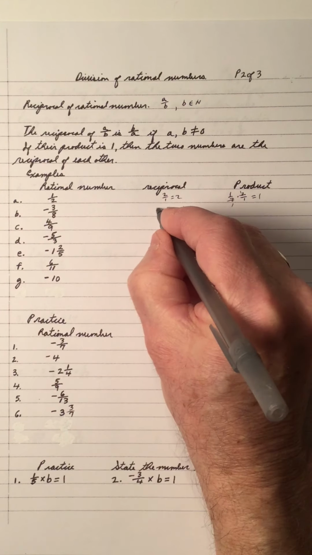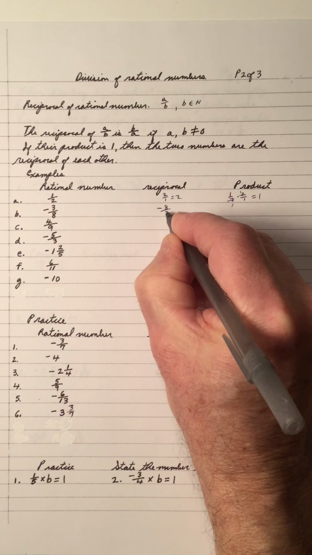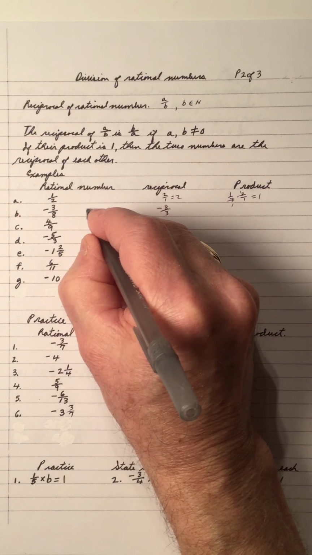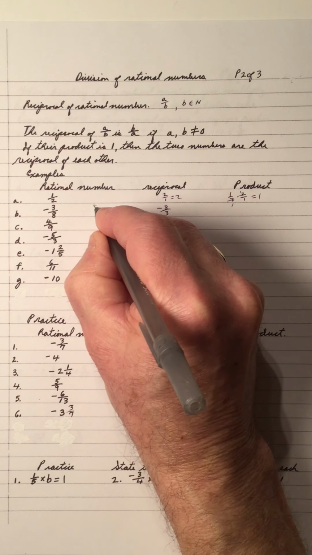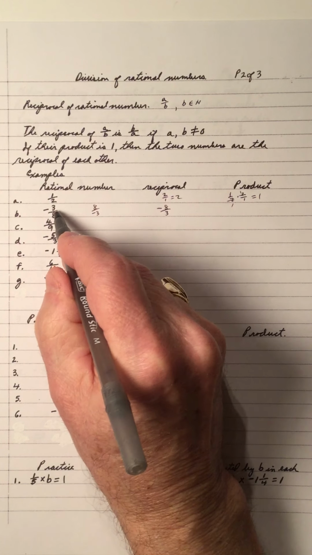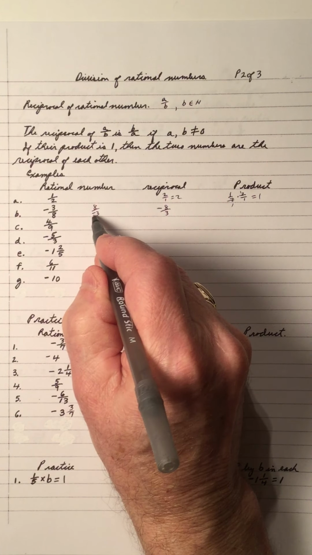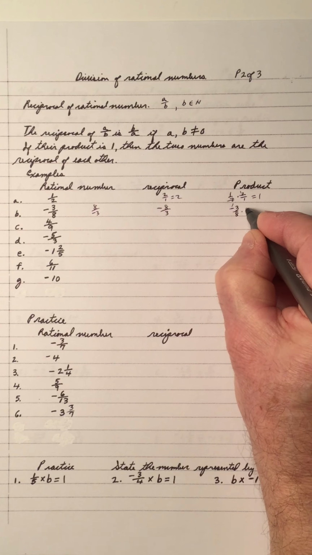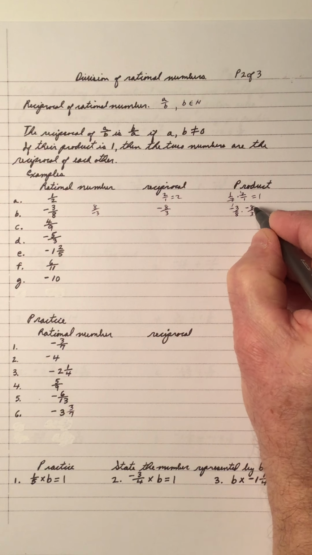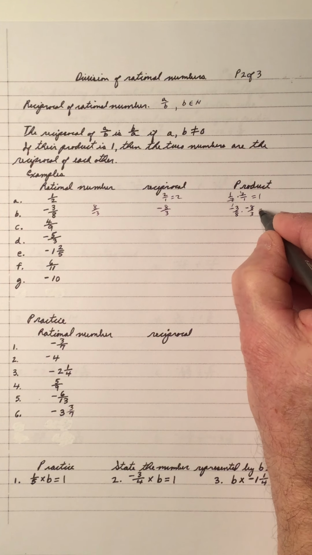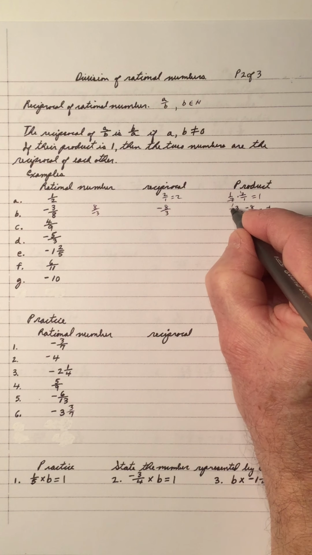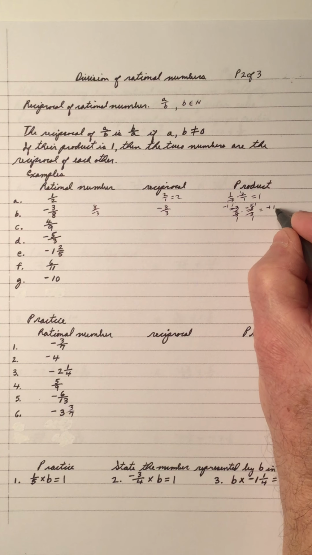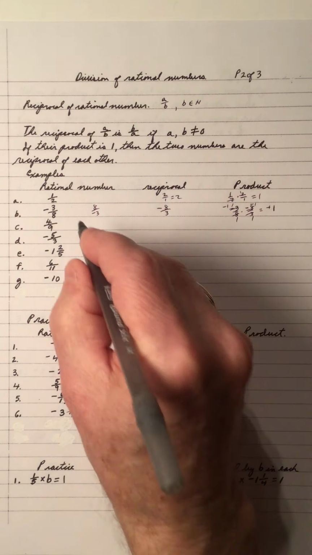The reciprocal of negative 3 over 8 is negative 8 over 3. Remember, the negative always goes in the numerator. If you write 8 over negative 3 as the reciprocal, the negative should not remain in the bottom, so put the negative in the top. So negative 3 over 8 times negative 8 over 3. Notice the 3's cancel, and negative times negative is a positive. The 8's cancel, so we get 1 over 1, which is 1.